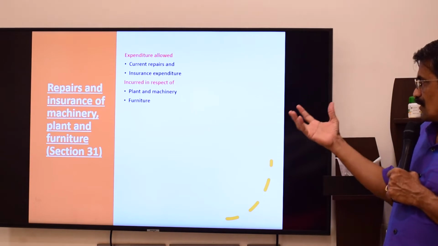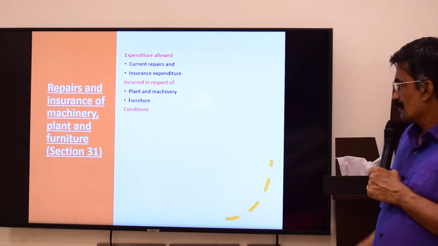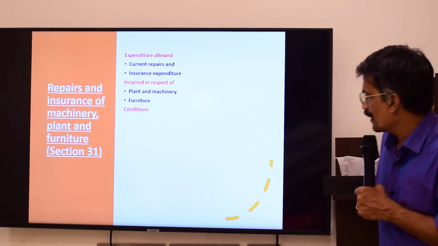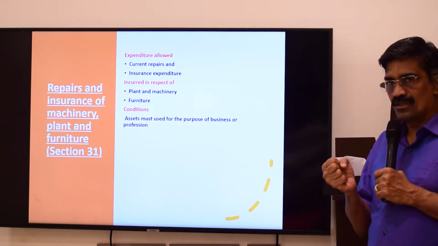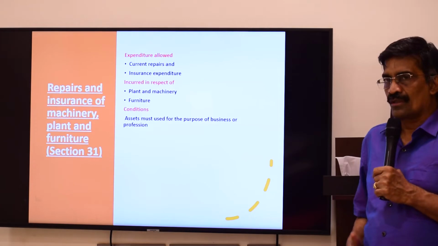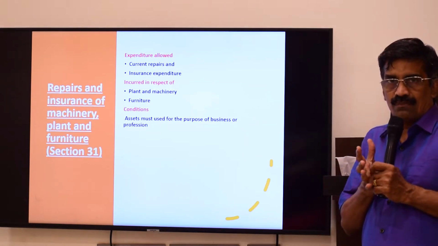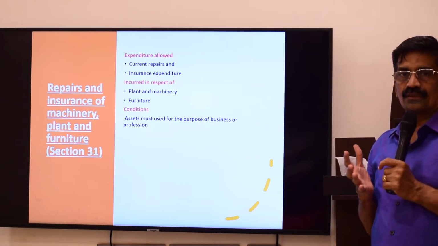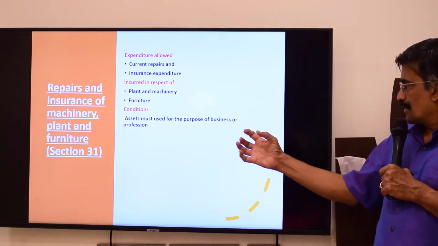So incurred in respect of what? Plant and machinery and furniture. So what are the conditions to be satisfied? The plant and machinery or furniture must be used for the purpose of business or profession. So what if you use the machinery partly for business and partly for your personal purposes? Section 38 will step in.